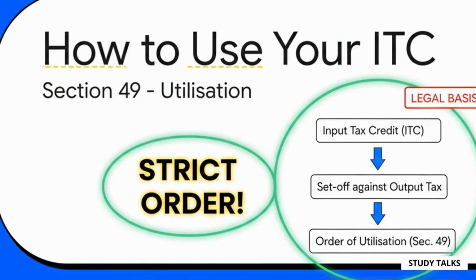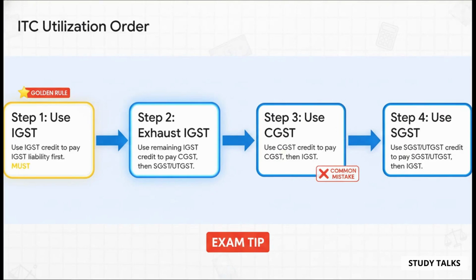I'm telling you, getting this order wrong is one of the easiest ways to lose marks in an exam. So here is the hierarchy, and it is non-negotiable. Rule number 1, the absolute golden rule, is you must use your IGST credit first. You use it to pay off your IGST liability. If there's any IGST credit left over, you can use it to pay CGST and then SGST. Only after your IGST credit balance is completely zero can you even think about touching your CGST or SGST credits.